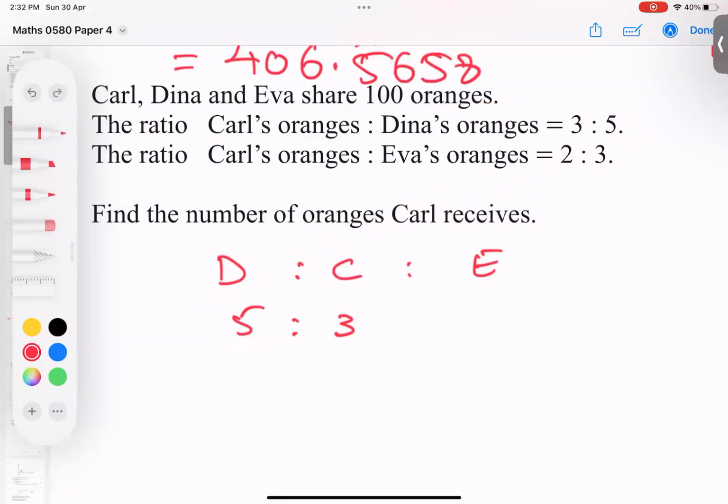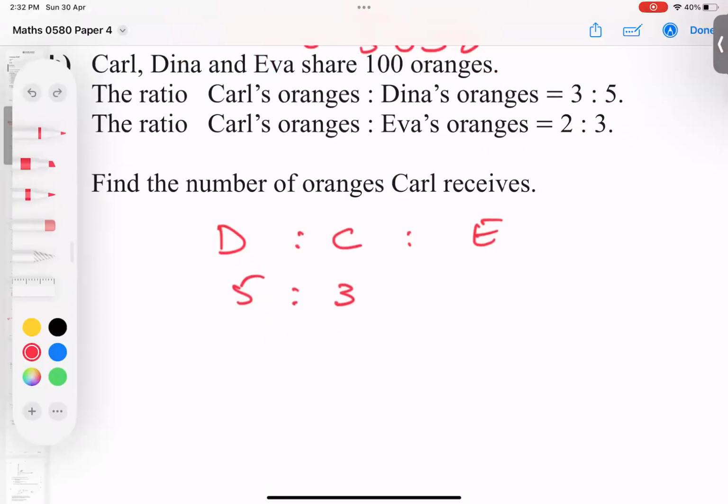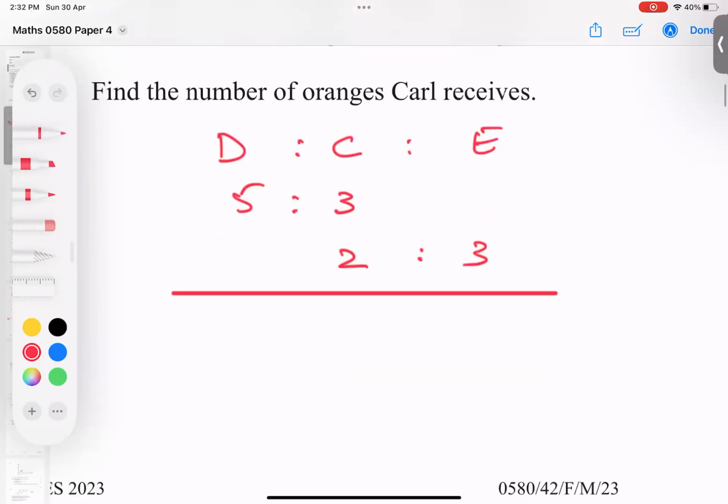I think the idea is clear. And this one, C and E. So C is 2 and E is 3. I will not write it here. And what is the way of multiplying? The rule, students. This number multiplies with this number, and this number multiplies with this. The rule. So this is 5 2s are 10.